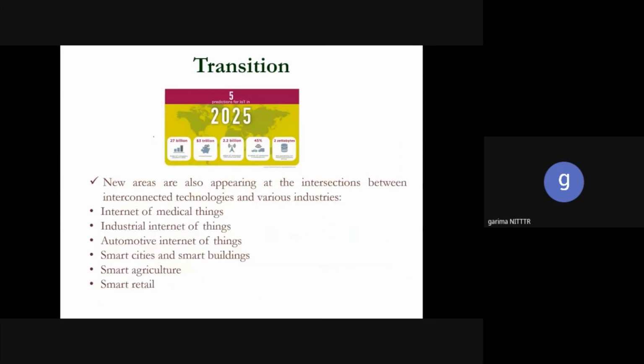And this transition and prediction is possible because we have new areas now which are appearing at the intersection between interconnected technologies and various industries. For example, previously we only talked about the Internet of Things, but nowadays we talk about the Internet of Medical Things, Industrial Internet of Things, Automotive Internet of Things, smart cities, smart buildings, smart agriculture, smart retail. So all these applications and many more will be implemented through IoT.